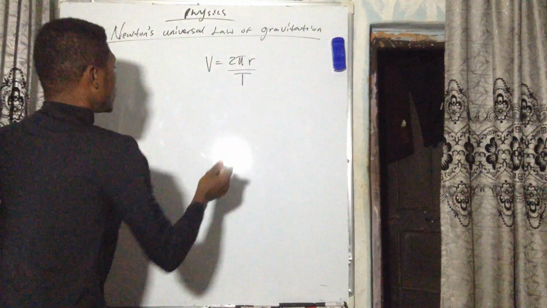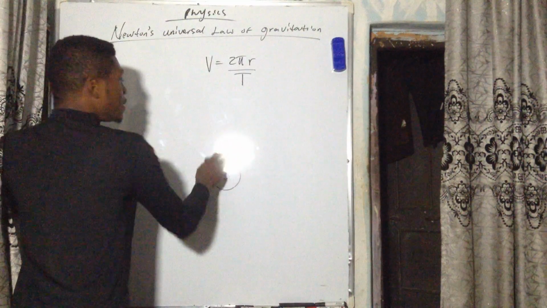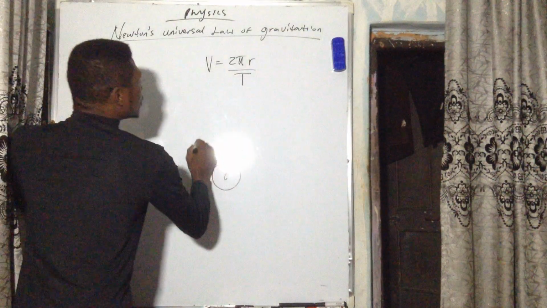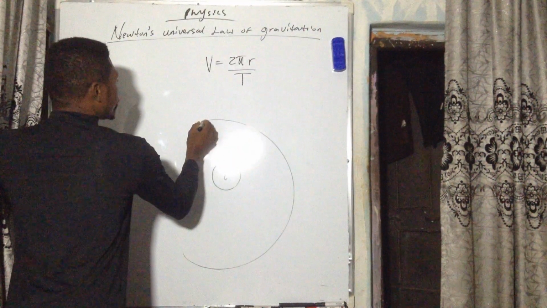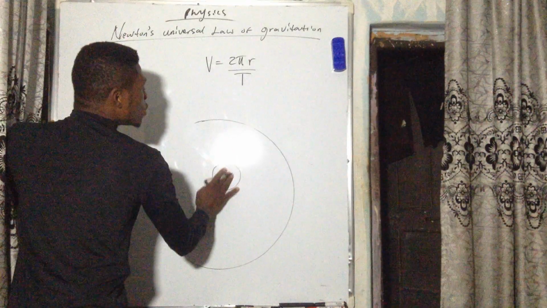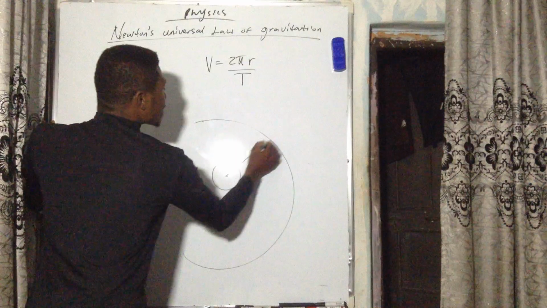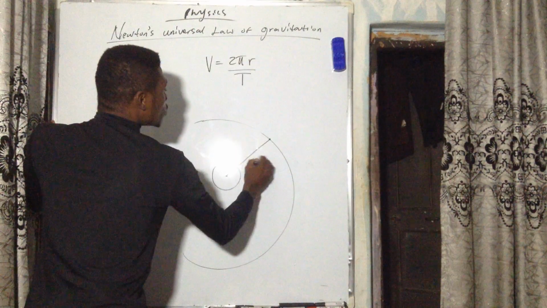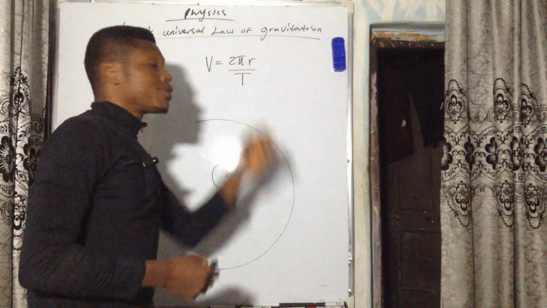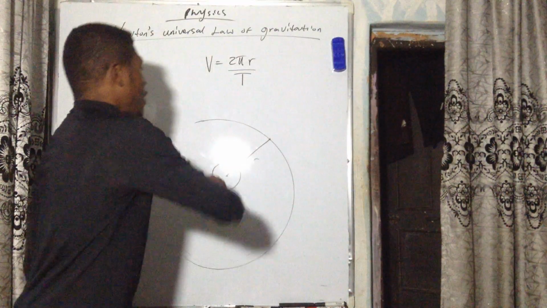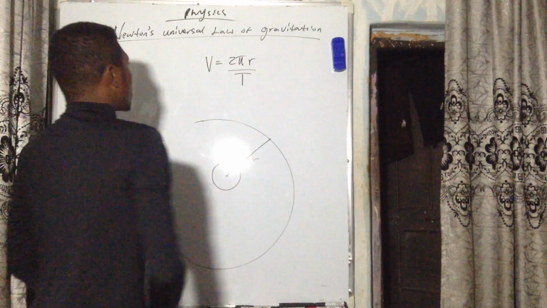Now, this is Earth, planet Earth. This is the surface of the Earth. Now, this is the orbit we are talking about. The radius of the orbit will start from the center of the Earth to the circumference of the orbit. So this is our r. So you can use this equation for the velocity of the satellite in the orbit. So that is it.